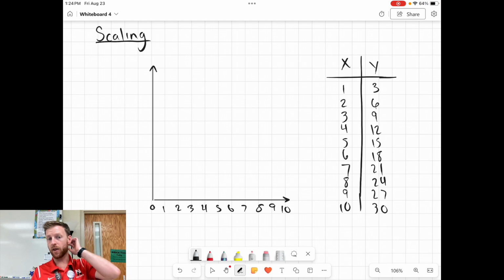Easy. But along the y-axis, I have to change my scale. So I've got 10 lines that I have to use the majority of them. And I've got 30. So I would make my top number 30, and then I got to think to myself, ooh, okay, how do I scale this down?